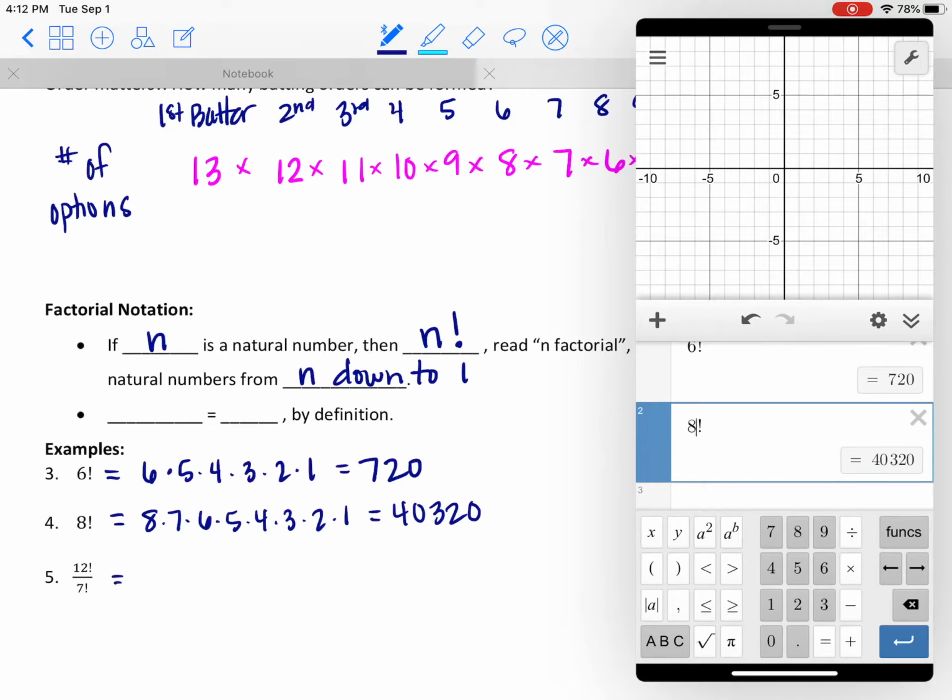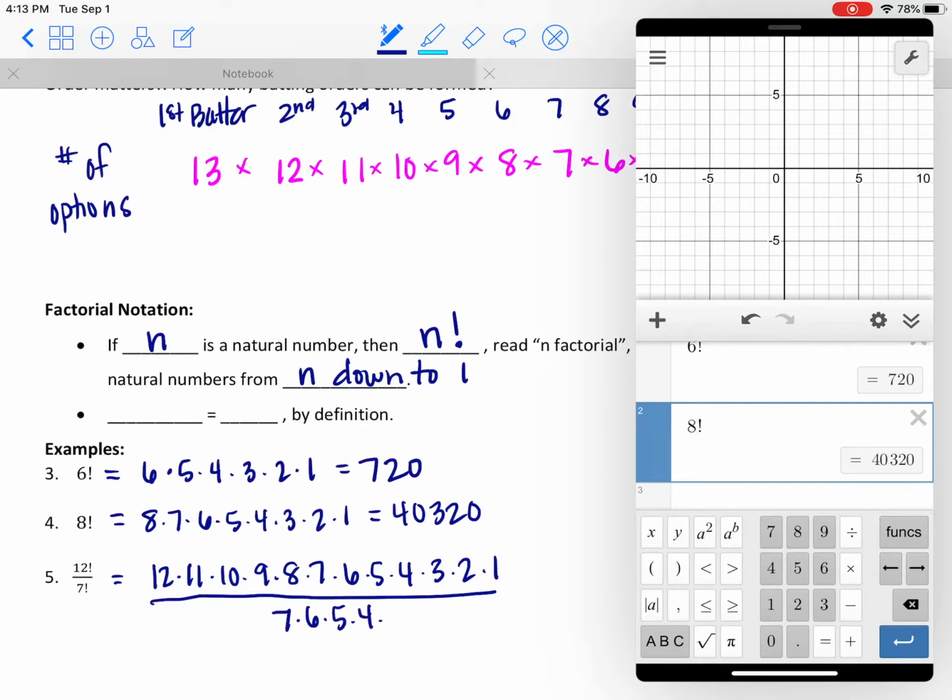Okay, or we could make a fraction out of this. So 12 factorial would be 12 times 11 times 10 times 9 times 8 times 7 times 6 times 5 times 4 times 3 times 2 times 1 over 7 factorial. 7 times 6 times 5 times 4 times 3 times 2 times 1.